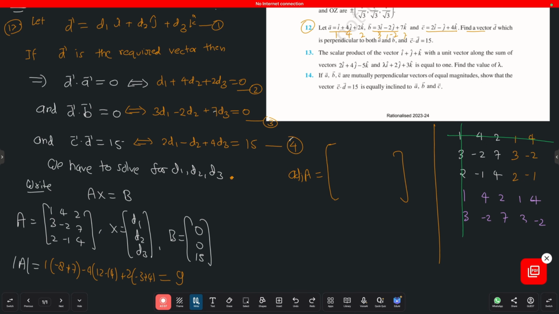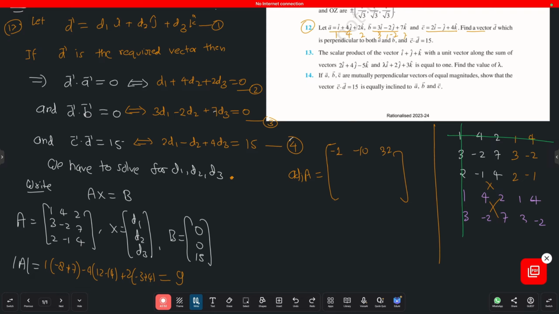Now write the adjoint directly. I will calculate column wise and write row wise. So 4 into minus 2, minus 8 and plus 7, that is minus 1. Then 2 into minus 1, minus 2 and minus 8, minus 10. This is revision for adjoint also. Then 7 into 4, 28, and 2, minus 4, 28 plus 4, 30.